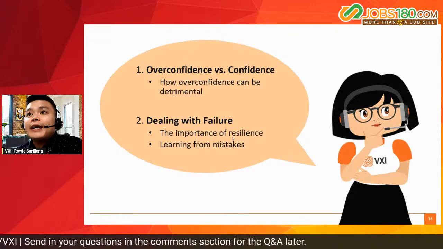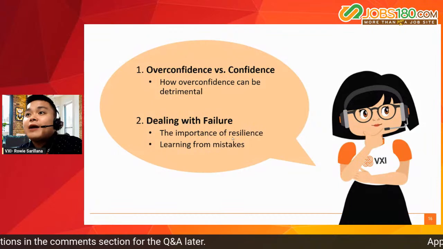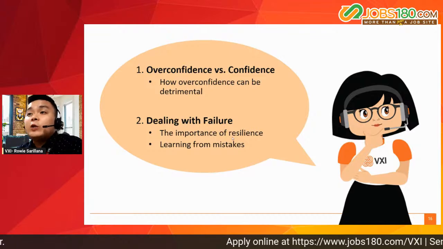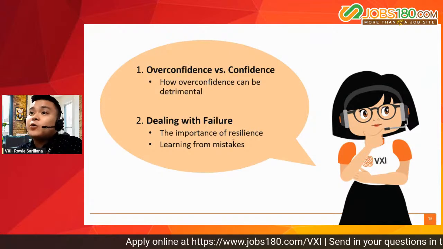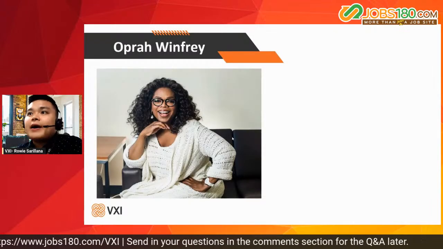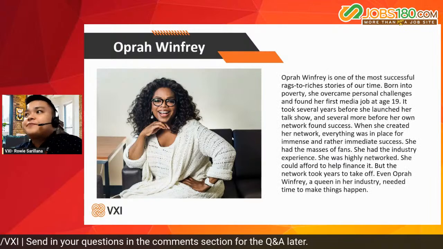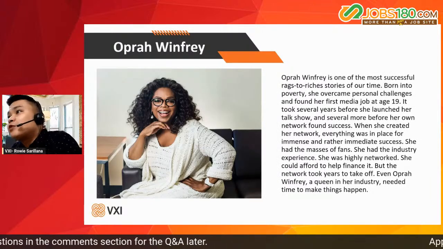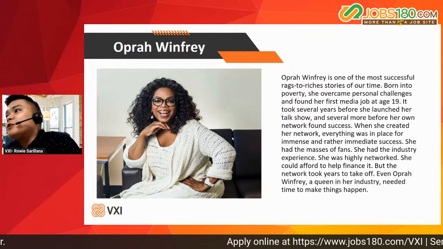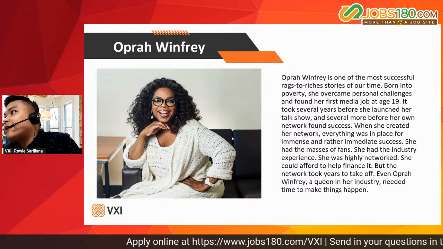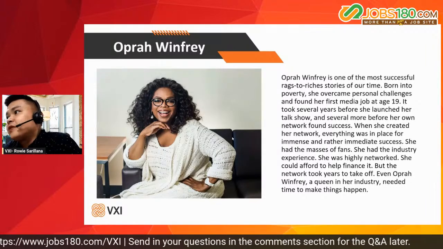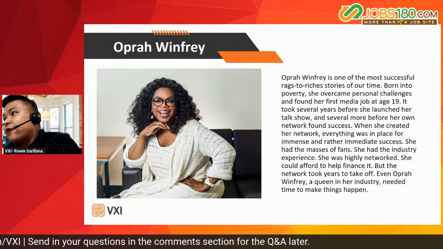Reality is we don't get what we wanted, or we cannot get everything that we want. Doesn't matter how rich you are, right? How good looking you are. It will not always go your way, right? And let's take a look at Oprah Winfrey. Oprah Winfrey is one of the most successful rags to riches stories of our time. Born into poverty, she overcame personal challenges and found her first media job at age 19. It took several years before she launched her talk show, and several more before her own network found success.